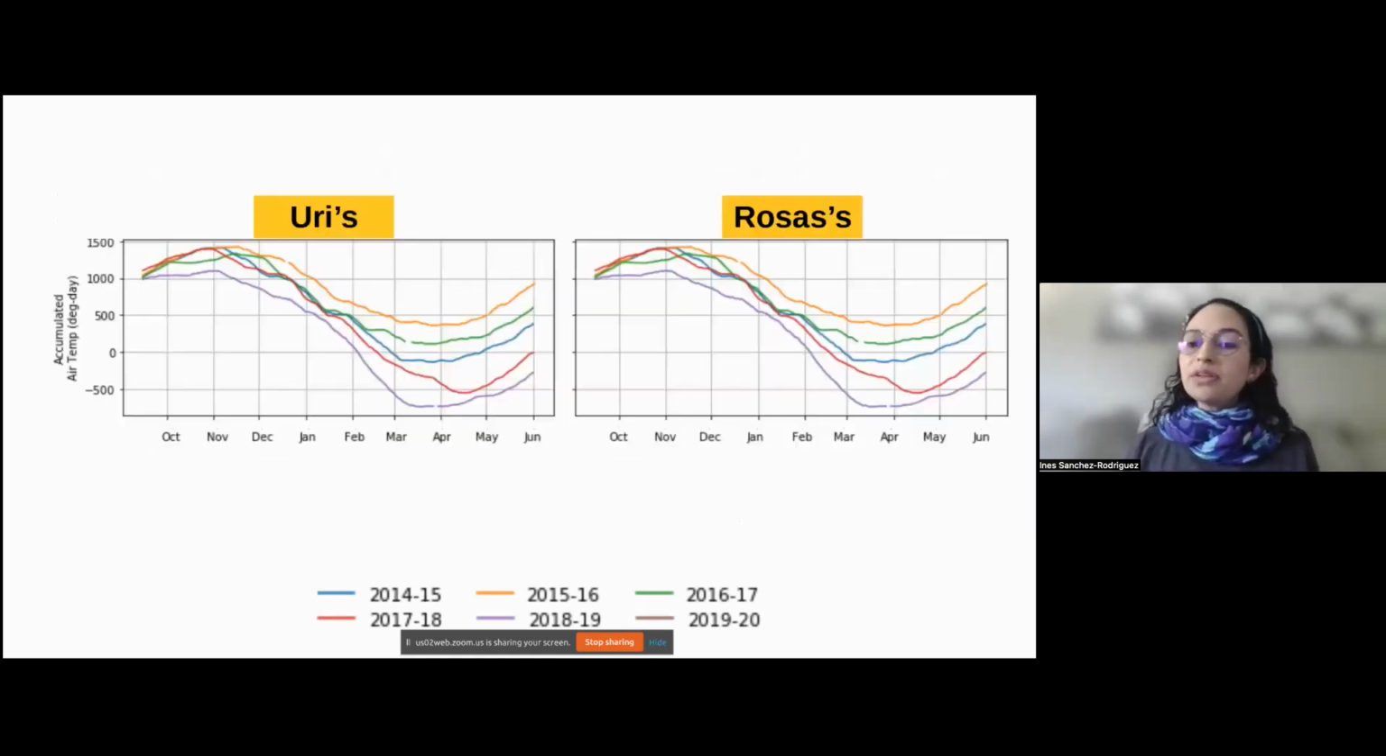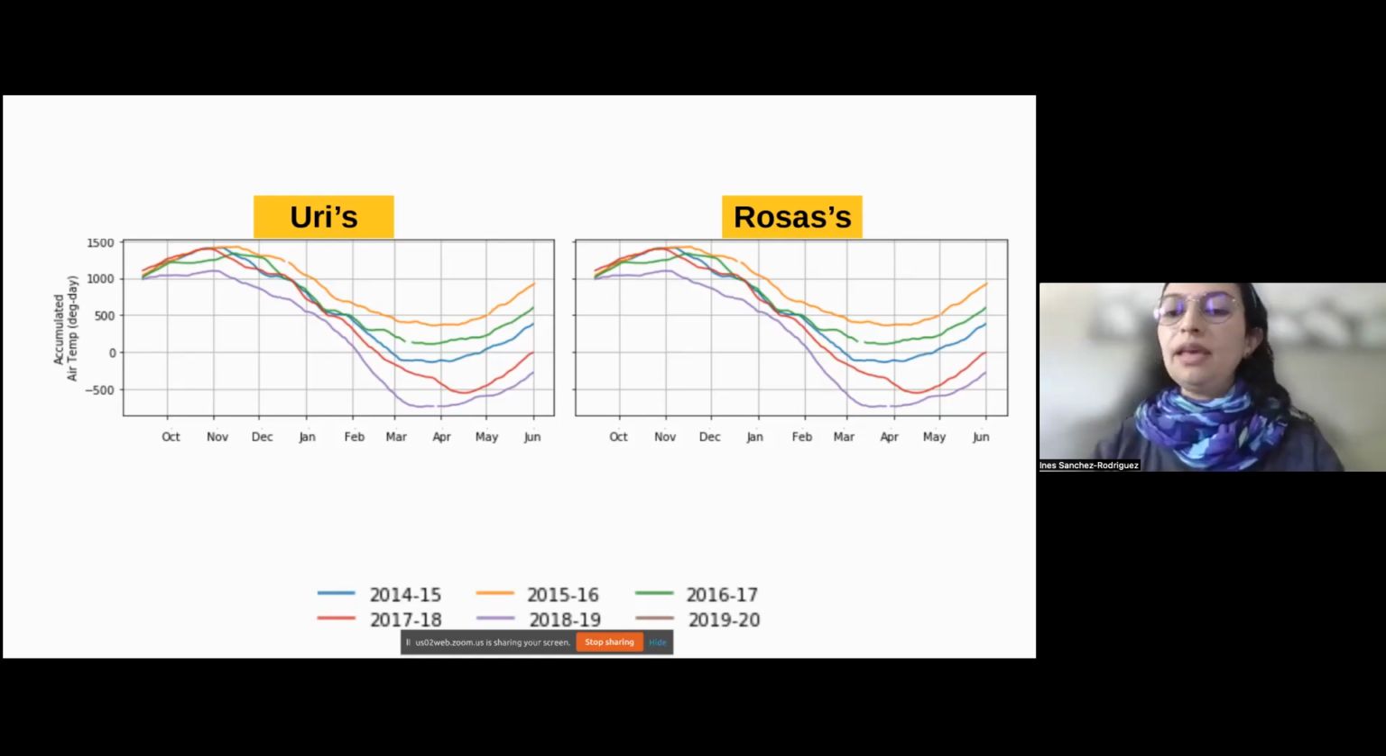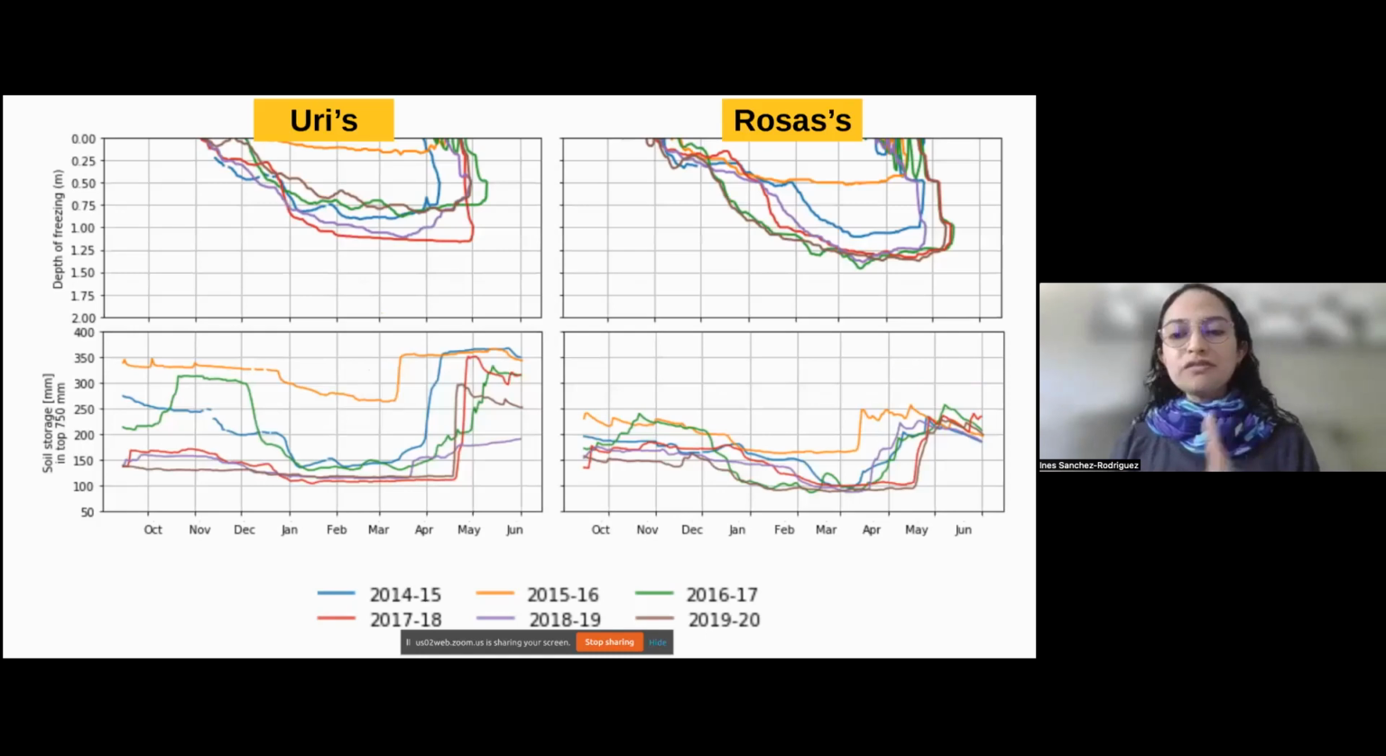So what we found is that the cumulative days with temperatures below 0 can also influence the frozen depth. As you see here, the orange line represents a warmer winter in which the frozen depth was the shallowest one. However, the water content before freezing starts also influences the frozen depth.